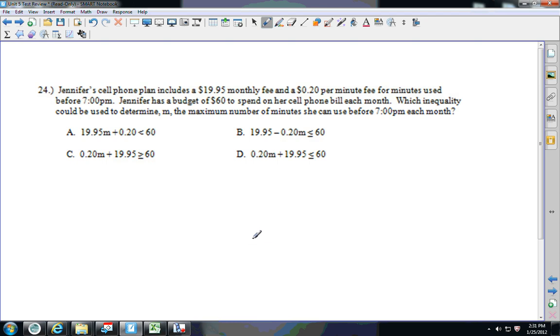Well, if her budget is $60, that means she's going to be less than or equal to 60. That is less than 60. Nope. That says greater than. That's not it. Here are two choices right here. Now, what's the difference between these two equations? The first one, you're subtracting. Do you pay a monthly fee and then subtract off 20 cents for each minute you use? Nope. They always like to tack on more money. So the answer should be D.